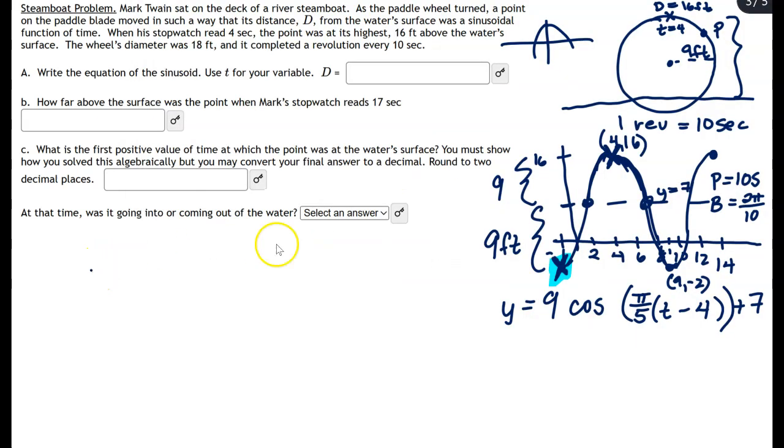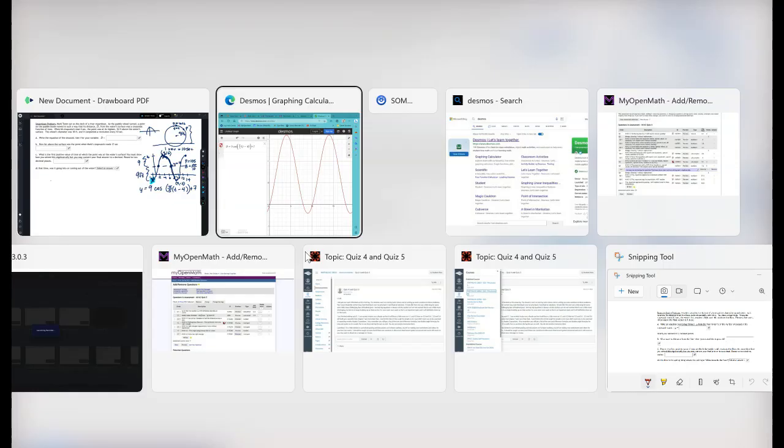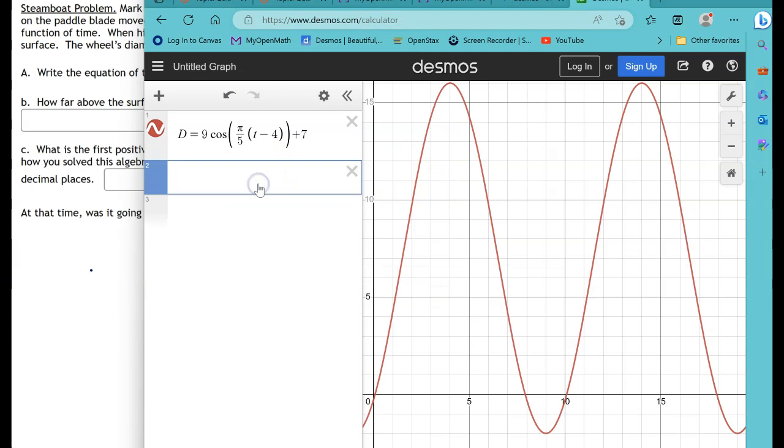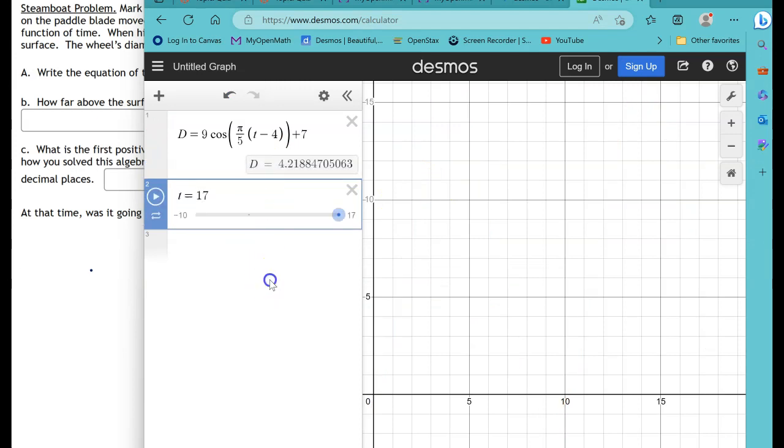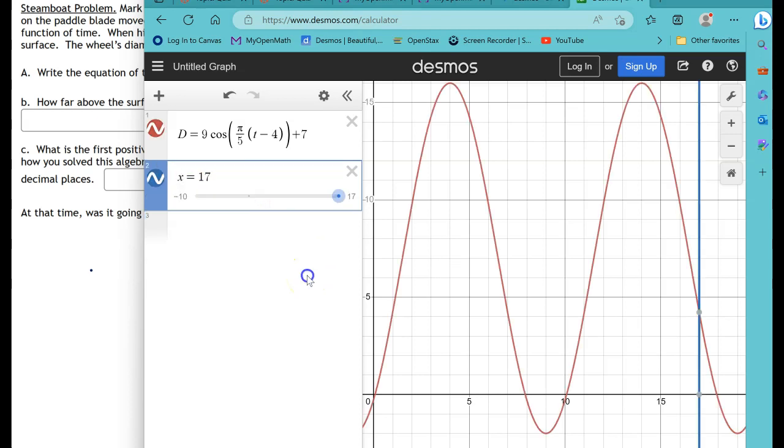Okay, so what was our question? Our question was, stopwatch reads 17 seconds. So I'm just going to go in here and type in T is 17. You can try to drag along. Well, how did that break it? Oh, because it doesn't like my variable. I'm just going to say X is 17.